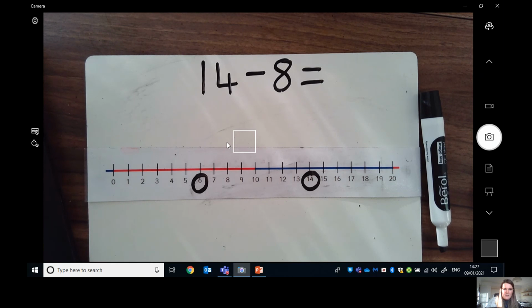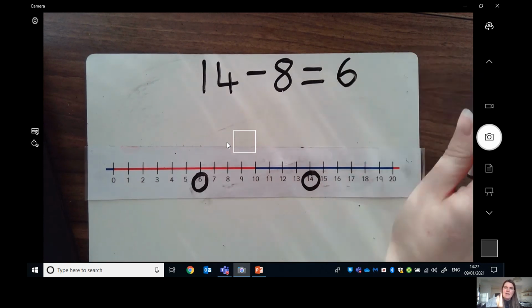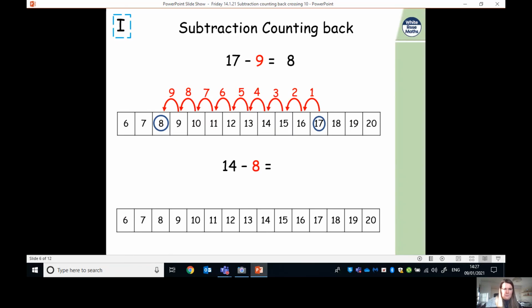Did you get the same answer? Fantastic. 14 minus 8 is 6. Let's see that in action. We found number 14. How many jumps did we do? We did 8 jumps. We did 1, 2, 3, 4, 5, 6, 7, 8. 8 big jumps, and we landed on the number 6. So 14 minus 8 is 6.